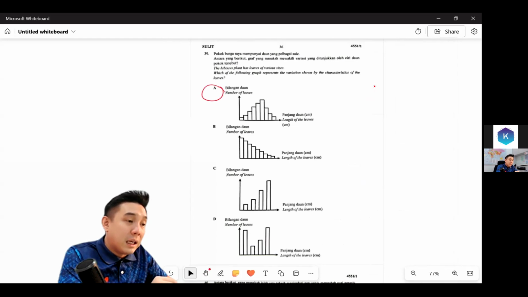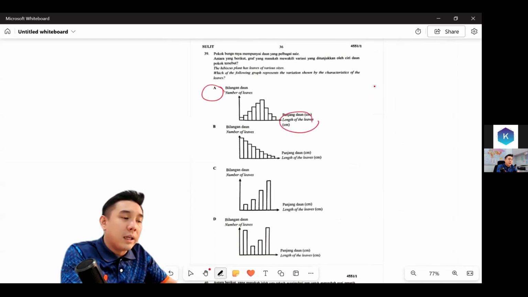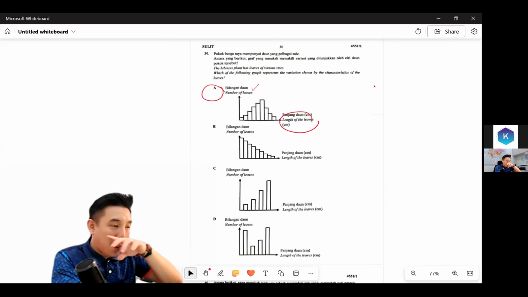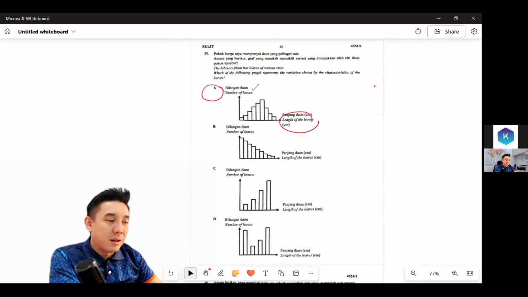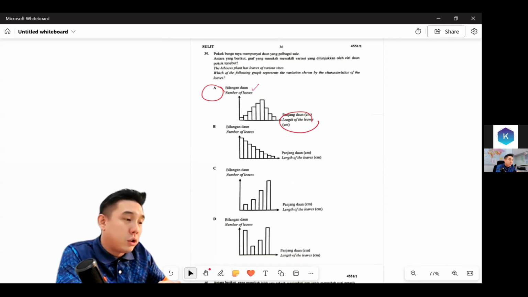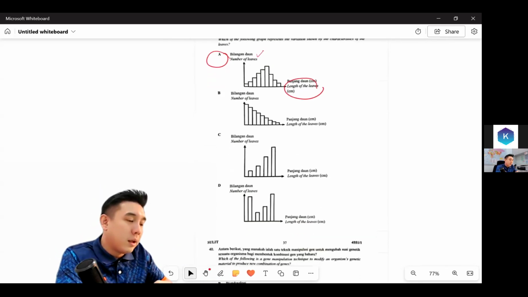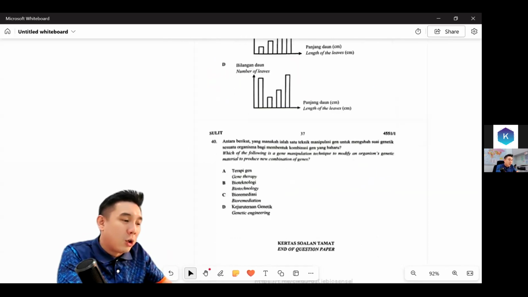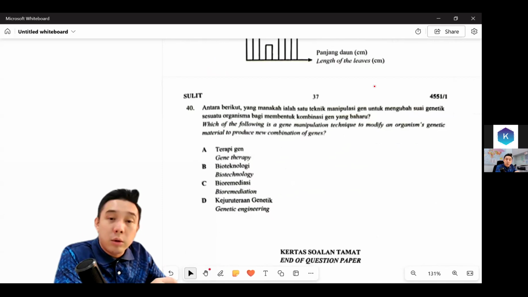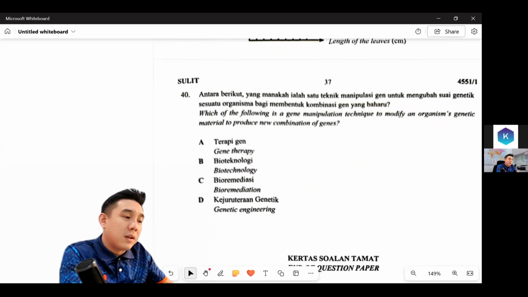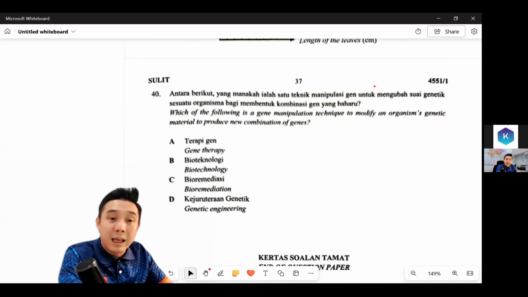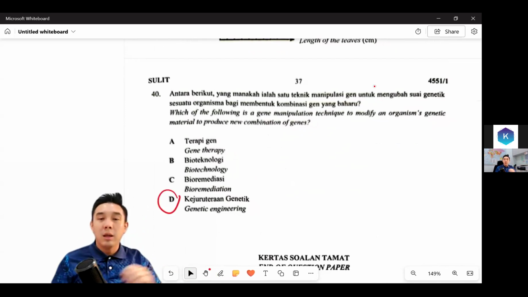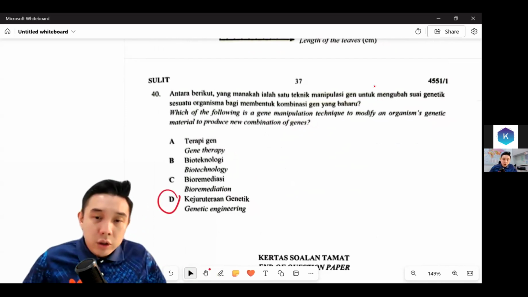The answer is A. Because leaf, right? The number of leaves and then the size, the length, it can change because it can grow. It's continuous, so we get a normal distribution. Question 40 here, which of the following is gene manipulation? So this is genetic engineering. The answer is D.